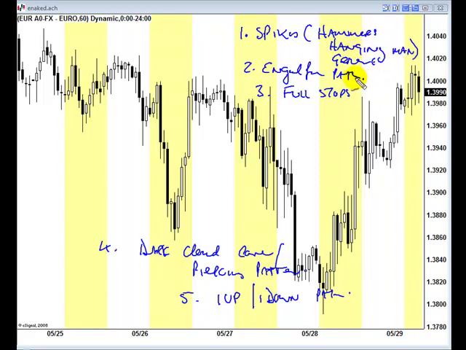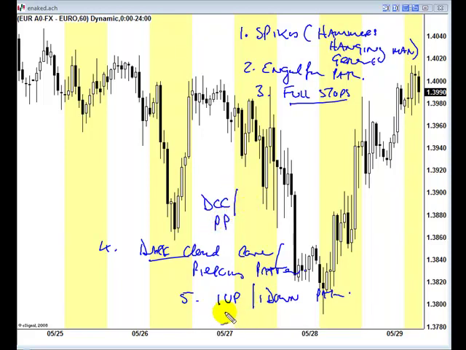Okay, so those are the 5 patterns: spikes, and that includes hammers, hanging men, and just the general spike type of patterns. And then we've got engulfing patterns, and that could be bullish engulfing and bearish engulfing patterns. Then we've got full stops, which are very small candles. I'm going to talk about how to use those. Then we've got dark cloud cover and piercing pattern.